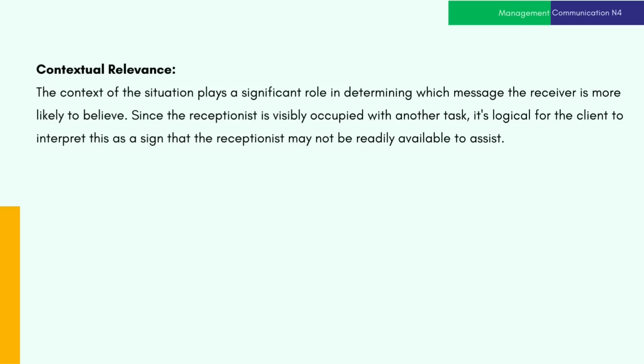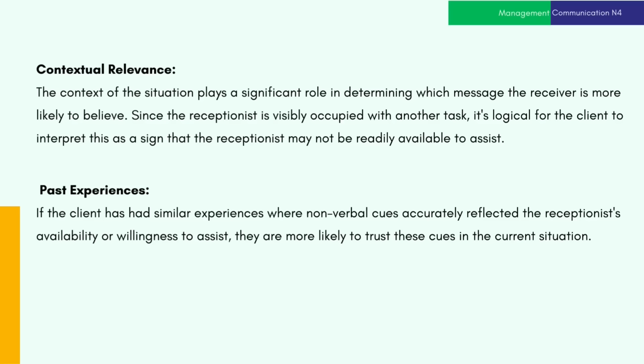3. Contextual relevance. The context of the situation plays a significant role in determining which message the receiver is more likely to believe. Since the receptionist is visibly occupied with another task, it's logical for the client to interpret this as a sign that the receptionist may not be readily available to assist. 4. Past experiences. If the client has had similar experiences where nonverbal cues accurately reflected the receptionist's availability or willingness to assist, they are more likely to trust these cues in the current situation.